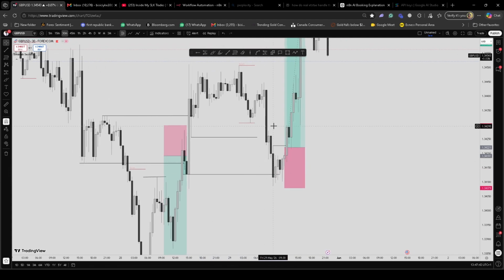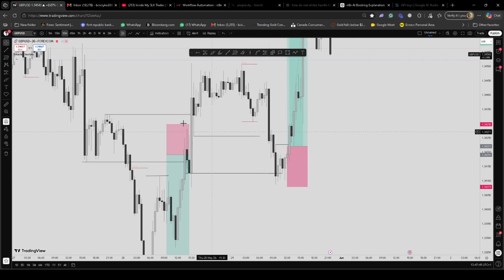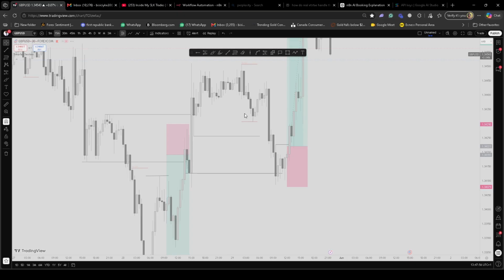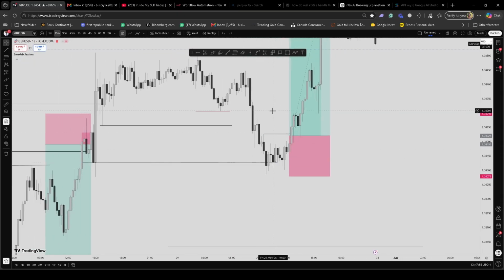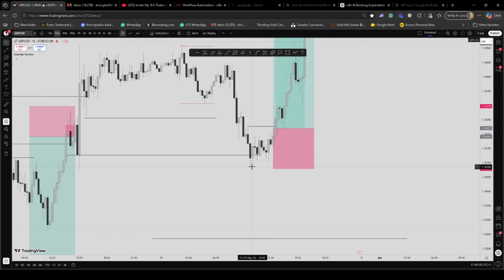So now after price tapped into this key level, I need to wait for a confirmation, because I do not trust the pullback. So on the 15 minutes time frame, I had a break of structure. After price tapped into the key level, price broke structure.